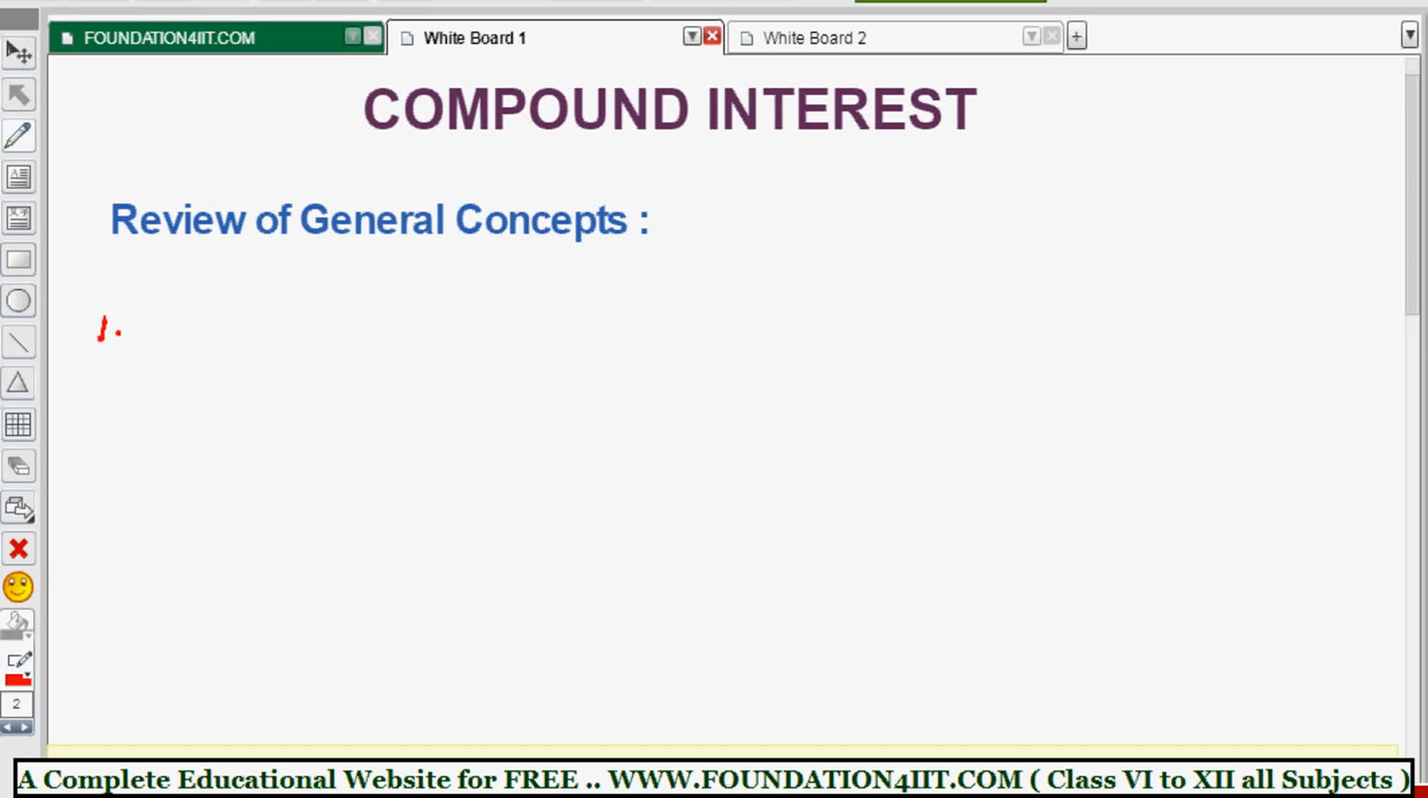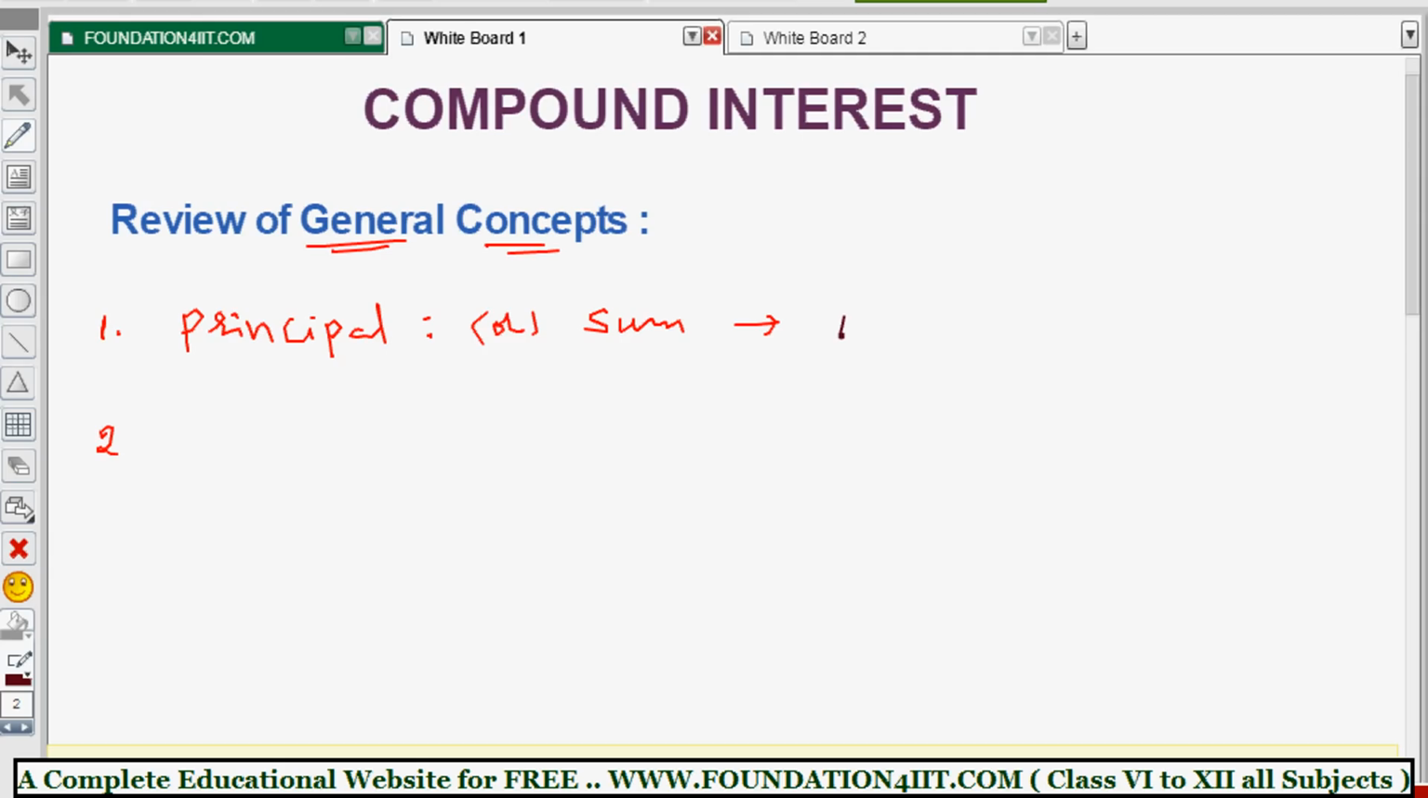The terms, if you remember, the first one is the principal. Each and every topic in this compound interest, without formula and by using formula, I explain in detail. First let us see some general things. Principal means the sum, the money borrowed or lent out for a certain period is called principal. Whatever amount we borrowed or lent, that is the principal.